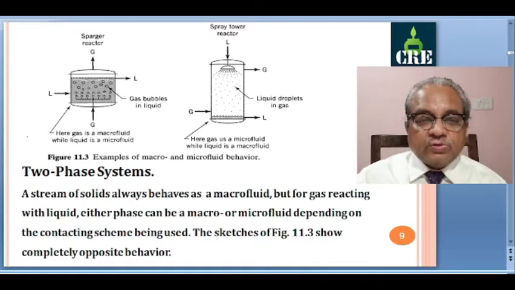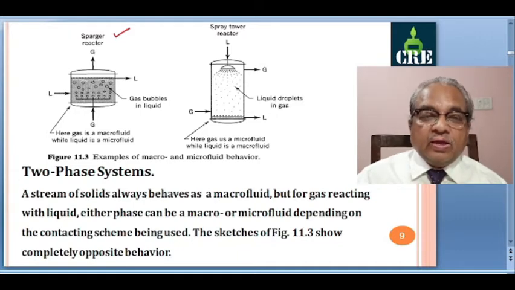For two phase systems, here is a macrofluid and microfluid behavior example. Here we have a sparged reactor. At the bottom there is a distributor plate. There are fine holes in this distributor plate. Gas is flown through and then fine bubbles rise from these openings, and they rise, come to the surface, and then bubbles are broken. These bubbles are different in size, of course. Some bubbles will coalesce to form large bubbles. So this kind of behavior is there, and liquid is maintained here.